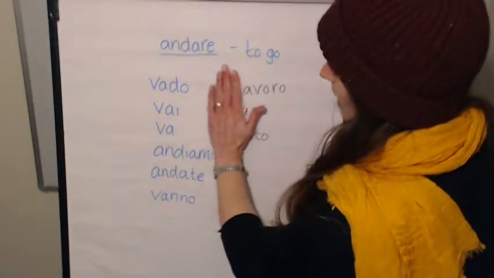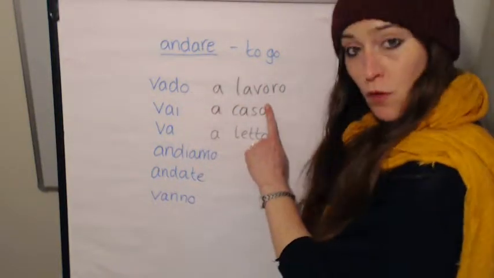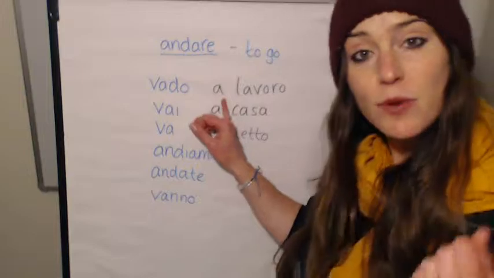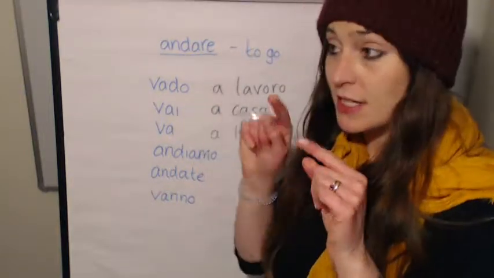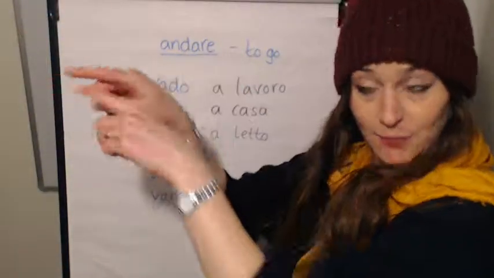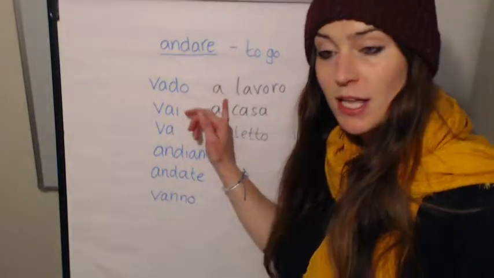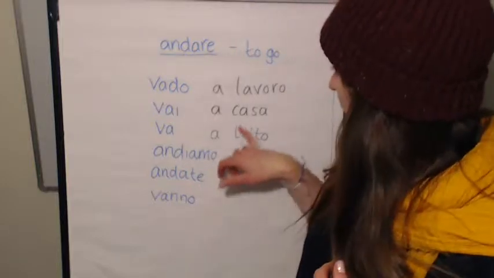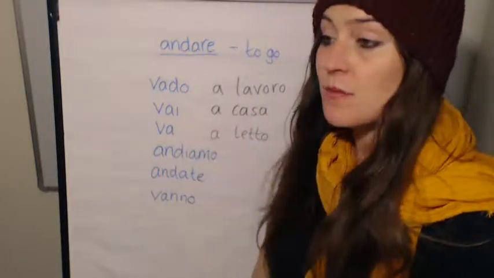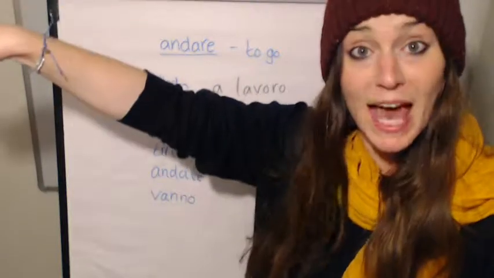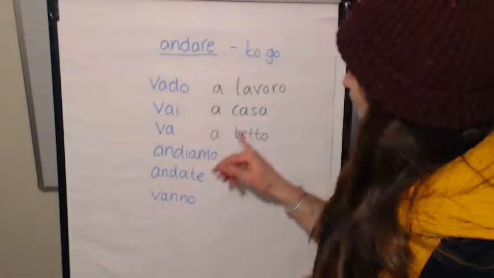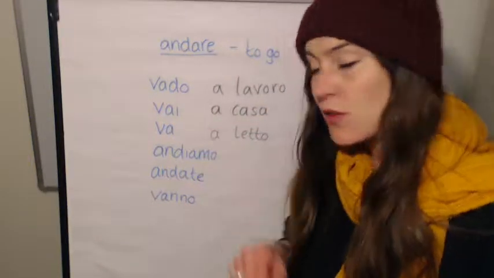So, here we've got vado a lavoro. Vado a lavoro, I'm going to work. So, a is a preposition that means to, as in where you're going, okay? It can also mean at, like if you say sono a casa, a casa. So, a casa can either mean to home, like I'm going to my house, going home, or it can mean I am at home. So, that's a useful phrase because it can mean both of those.